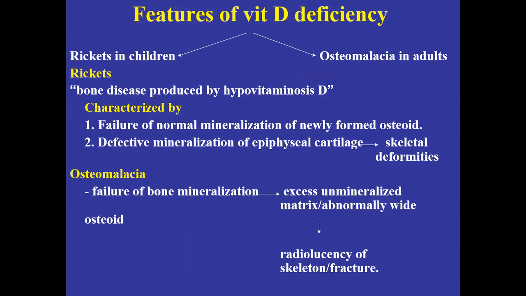الريكتس هو bone disease produced by hypovitaminous D characterized by failure of normal mineralization of newly formed osteoid and defective mineralization of epiphyseal cartilage and leading to the skeletal deformity. لذلك يصير عندهم bowing of the leg بالريكتس. Osteomalacia, failure of bone mineralization, there will be excess unmineralized matrix, abnormally wide osteoid, تطلع لنا radiolucent بالاكس راي و leading to the fracture. هذا هو bowing of the leg in case of rickets in the children.